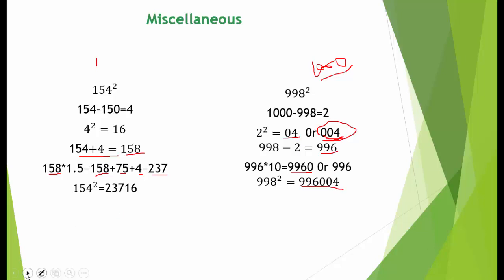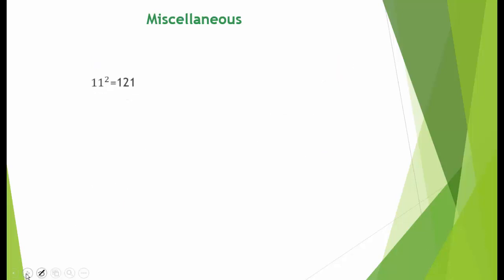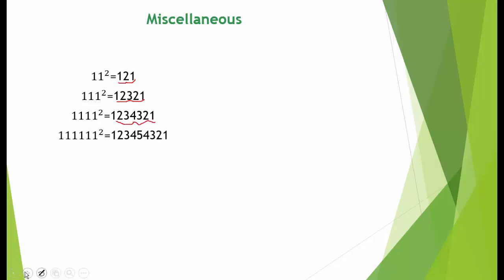Now the last is 11 square. Student, here a pattern is followed. If there are 2 digits, then use 1 2 1. For 3 digits, say 111, it is 1 2 3 2 1. For 4 digits this will become 1 2 3 4 3 2 1. For 5 digits, this will become 1 2 3 4 5 4 3 2 1.